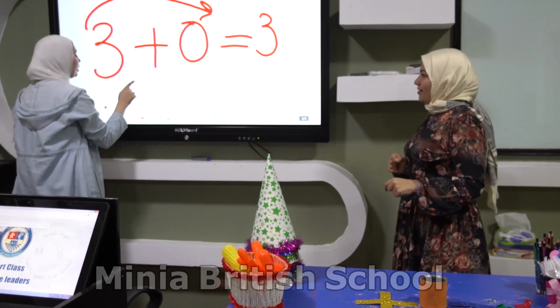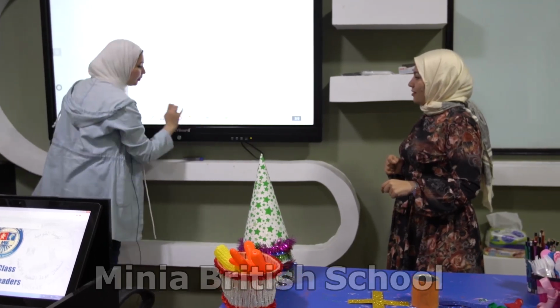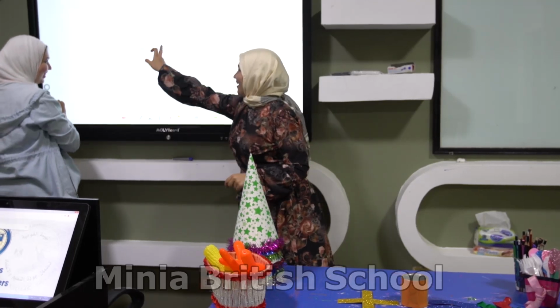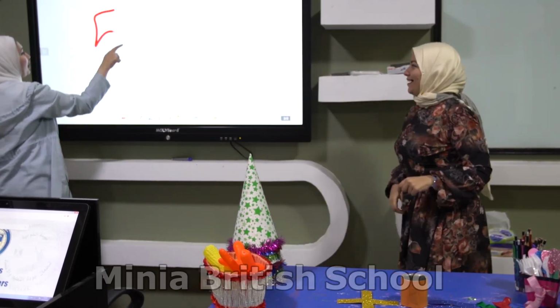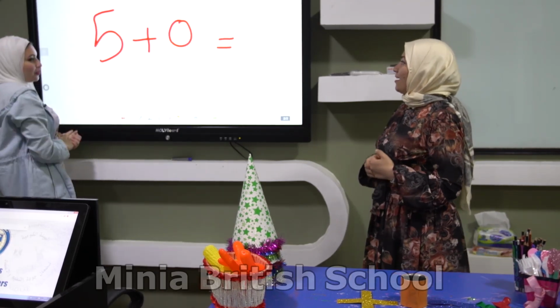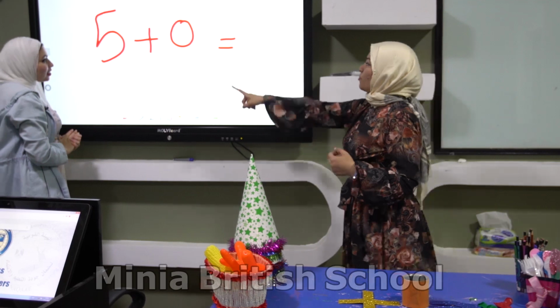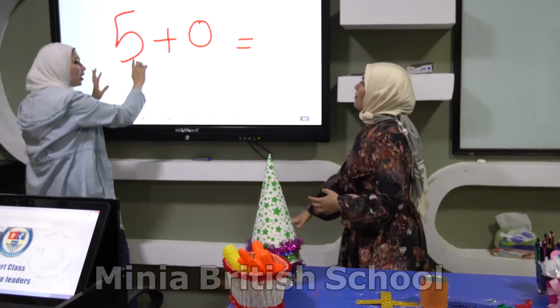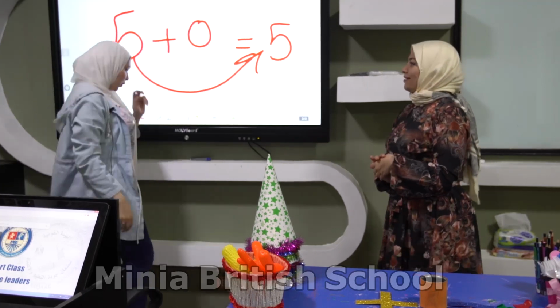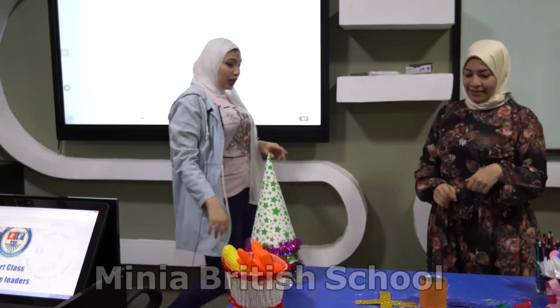3. We will make another one. 5 plus 0 equals? Yes. Any number plus 0 equals the same number. So we will put here 5. Fantastic.